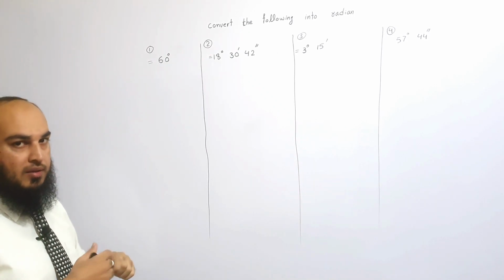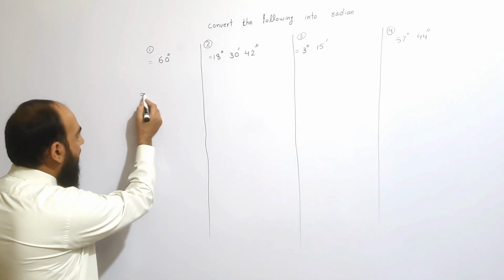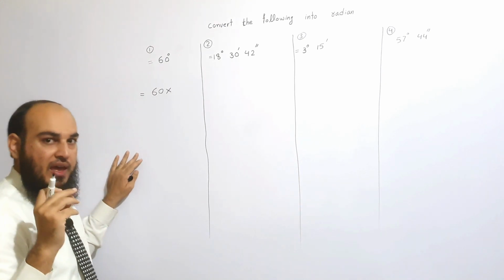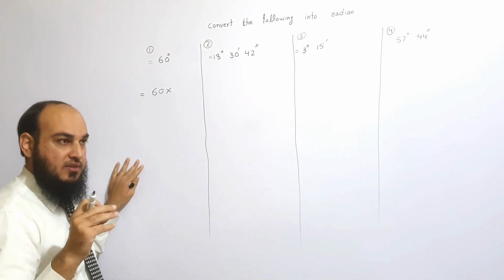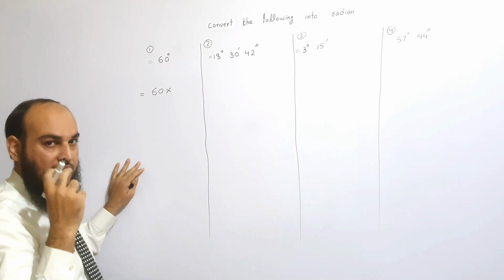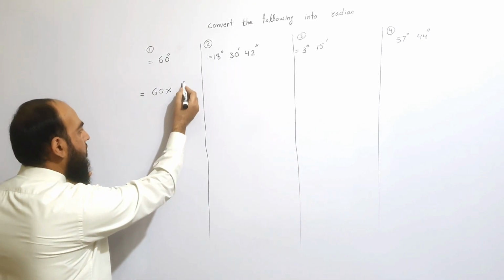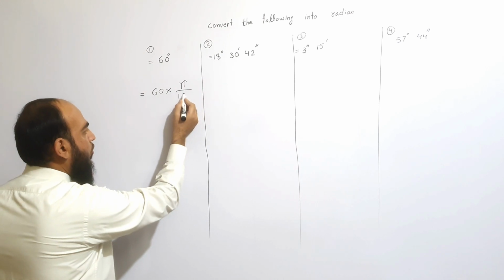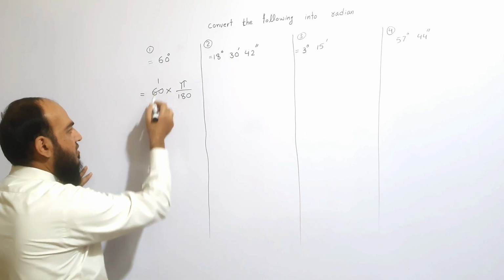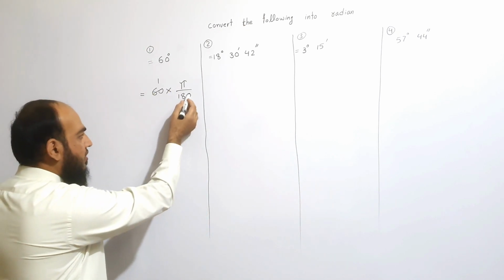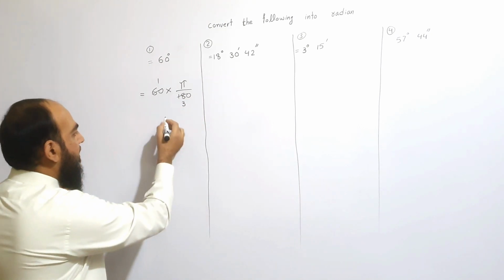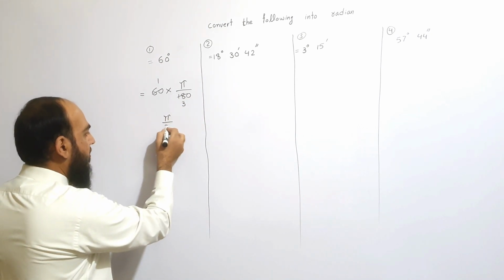This is very simple. Look at this. If you want to convert any angle that is in degrees into radian, simply multiply it by pi over 180. We know that 60 ones are 60, and 60 threes are 180, so that is pi over 3.